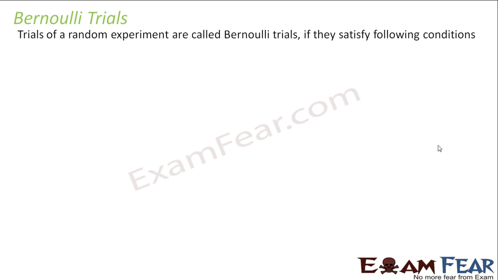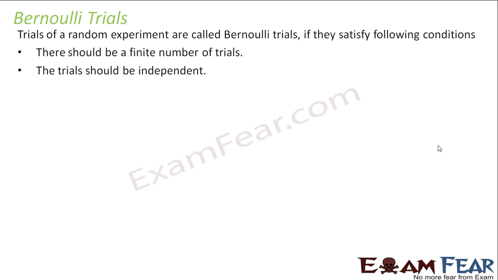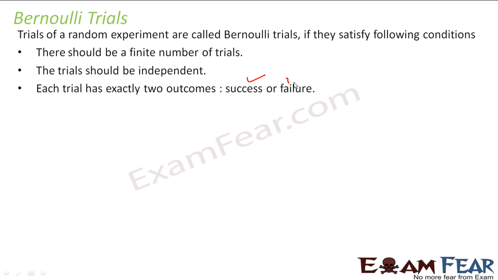Topic altogether called Bernoulli's trial. So what is Bernoulli's trial? A trial of a random experiment is called Bernoulli's trial if it satisfies the following conditions. The first is the number of trials has to be finite. The trials should be independent. Each trial should have only two outcomes. Please know this is critical. Only two outcomes are possible, success or failure. Only two outcomes have to be there in the Bernoulli's trial.